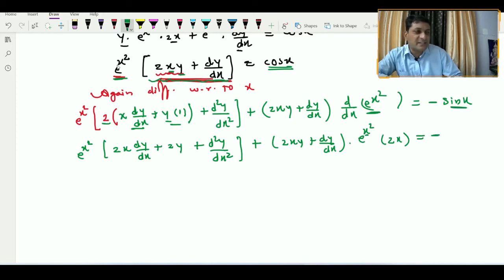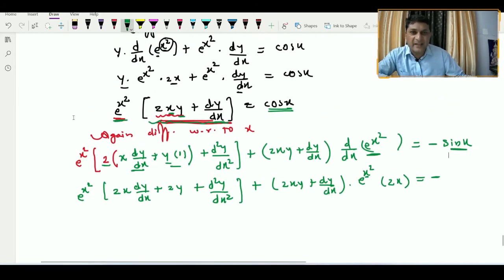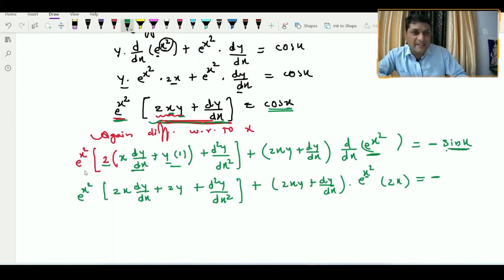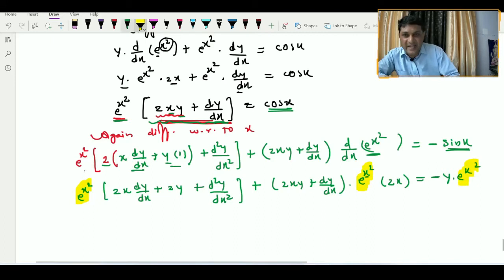This sin x can be replaced by, observe here from equation number first, what is the value of this sin x? It will be y into e raised to power x square. Now replace this sin x by its value y into e raised to power x square. Now if I am dividing both sides by e raised to power x square, this e raised to power x square will get cancelled.